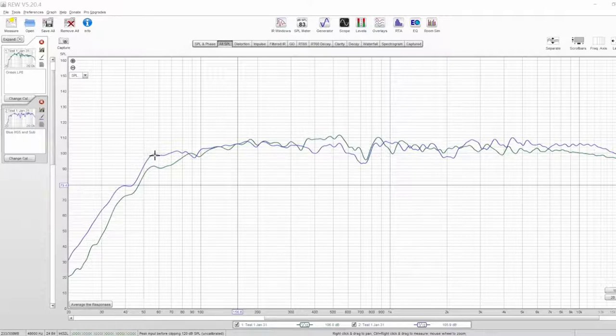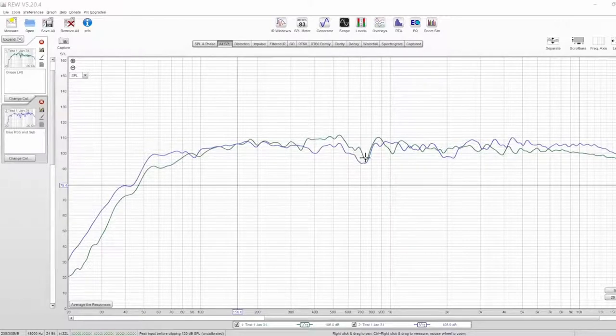And from there over, what I'm looking at is, is it basically flat? Does it have anything that's like a wild jump up or jump down at any frequencies? And you can see that I do have a couple little issues in here.